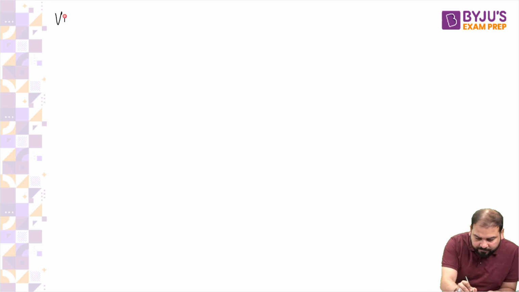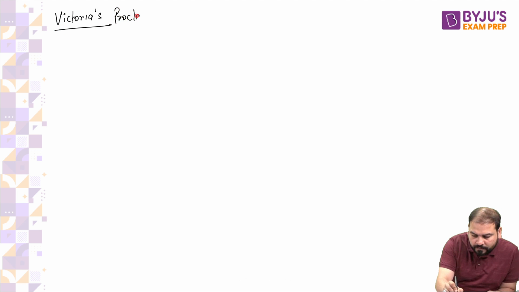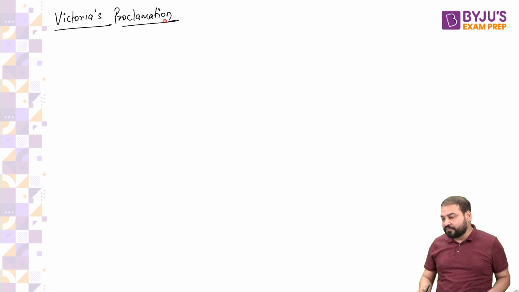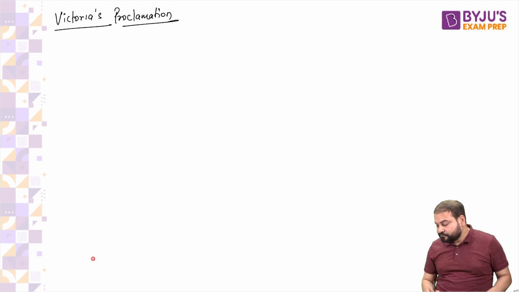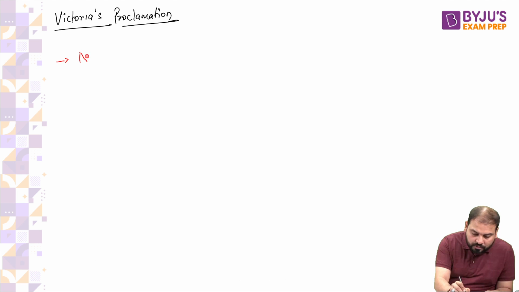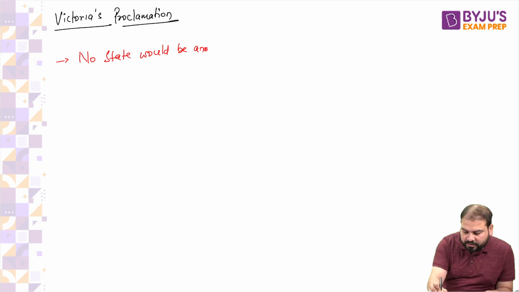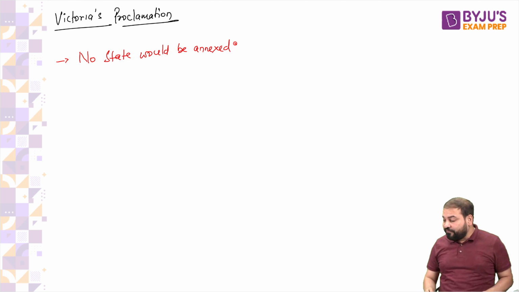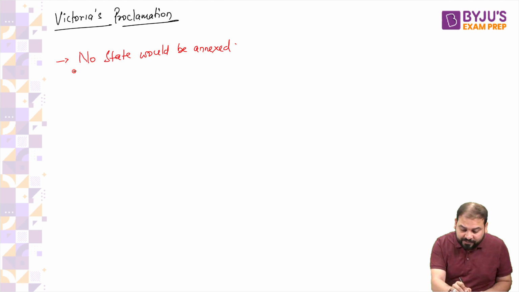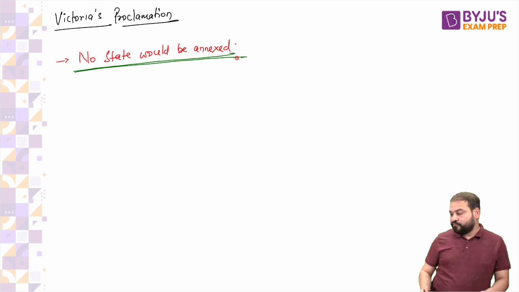Have you heard about this? Victoria's proclamation. Have you heard about this? She said, we will not annex any more Indian state. Victoria said very clearly, no more state would be annexed. Why? Why is she saying this?